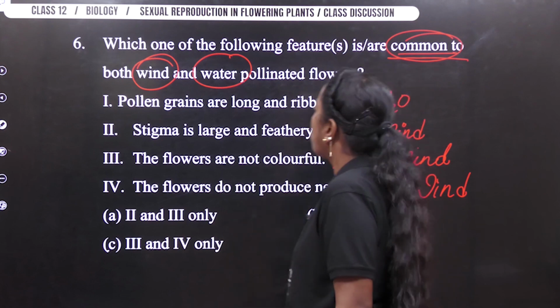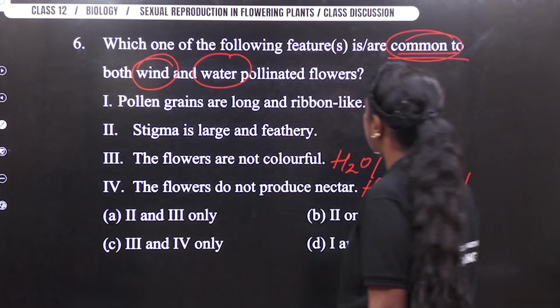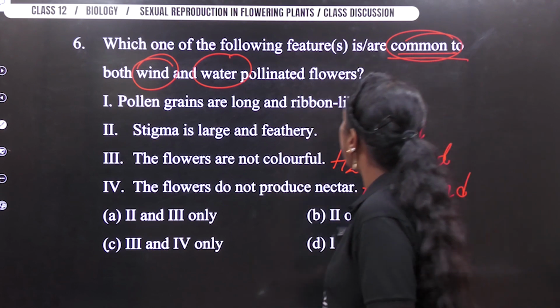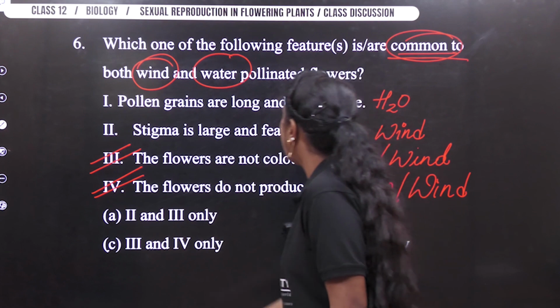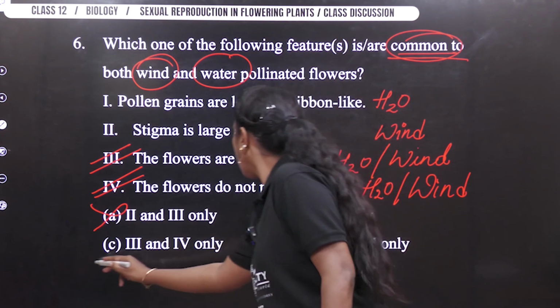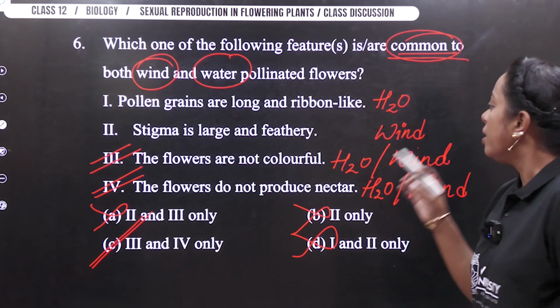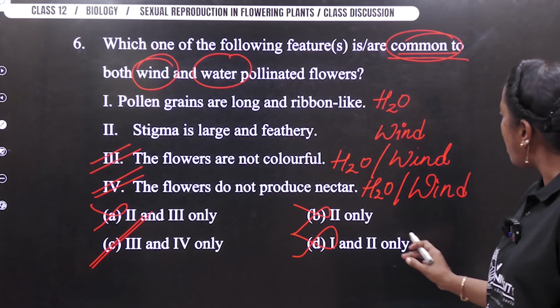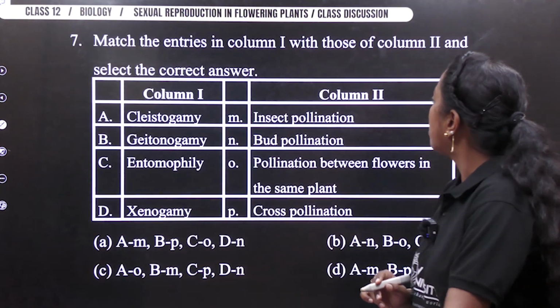So the characteristic of wind pollination. Okay. So thereby, common means I have options 3 and 4. So thereby my answer A is wrong, B is wrong, D is wrong, and C becomes my right option. So go ahead, cross check it. We have marked option 3, that is C, as the answer. Now let's see the next question.